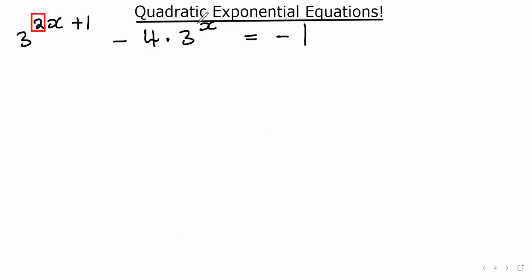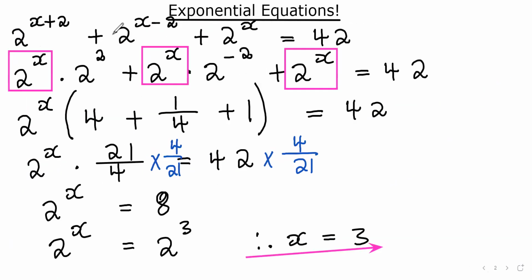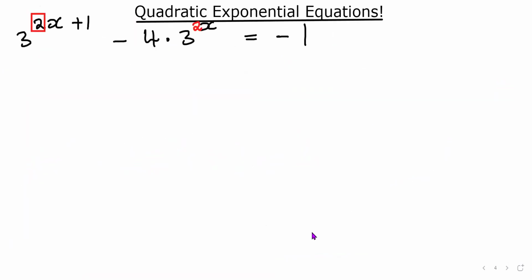But I want you to realize something. If the coefficient was 2 on both of these terms, then it's not a quadratic exponential equation. You are just going to solve it in the same way as this one, because the coefficients are the same. You only say it's a quadratic one if one of them has a coefficient of 2. Very important. All right.